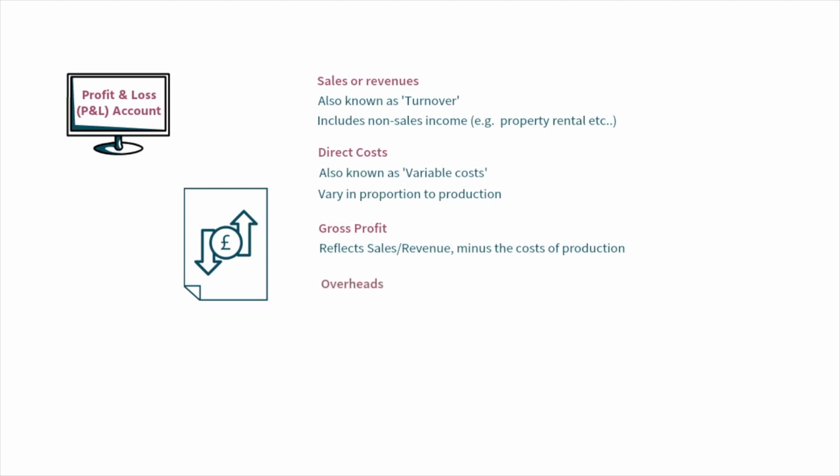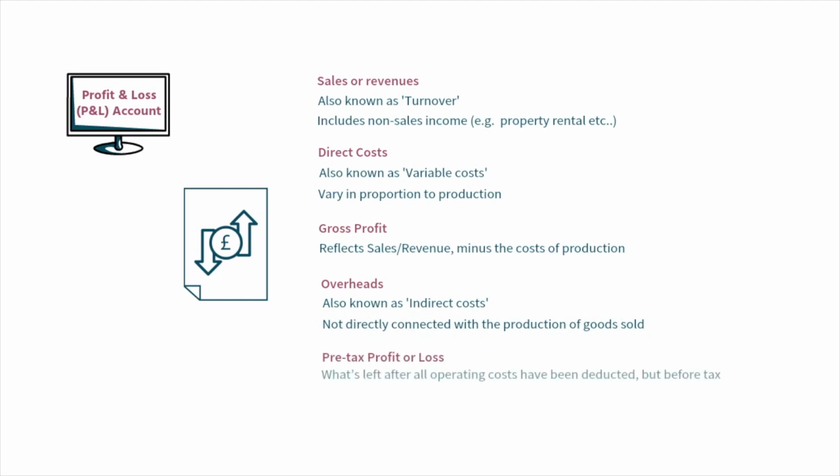The overheads, also known as indirect costs, are paid to keep the business running. These are not directly connected with the production of goods sold and include items such as rent, rates, insurance, bank charges, administration, wages, office cleaning, depreciation of assets, and so on. The pre-tax profit or loss is what's left over after all operating costs have been deducted, but before tax. The net profit or loss is the resultant figure after all costs, including tax.